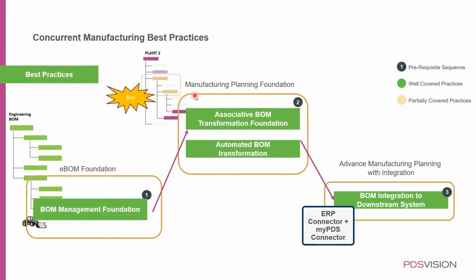Creating all the different scenarios that we talked about, creating business rules and things like that in the system. That way we can automate the BOM transformation. We also provide something under our umbrella called the My PDS QA app. Think of it as a quality check.